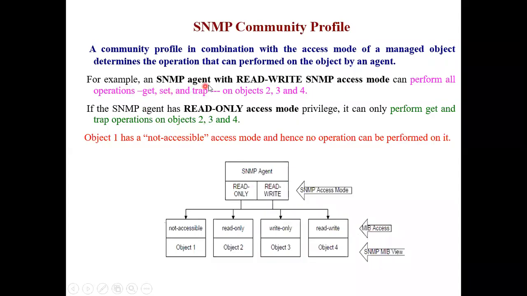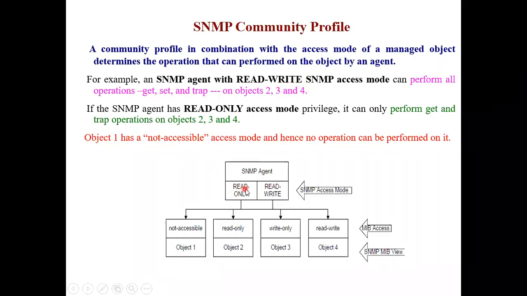For example, an SNMP agent with read-write SNMP access mode can perform which operations? We have seen those 5 operations. It can perform the get operation, the set operation, and the trap operation, where we have read-write on objects 2, 3, and 4. Why not on object 1? Because object 1 is not accessible. These are the 3 functions from those 5: get, set, and trap.